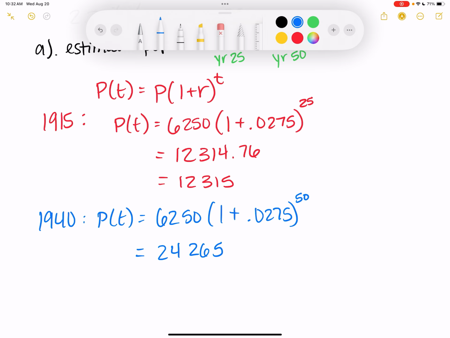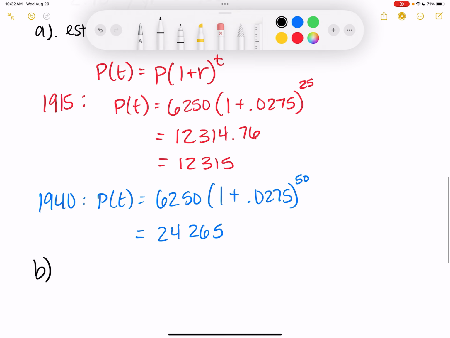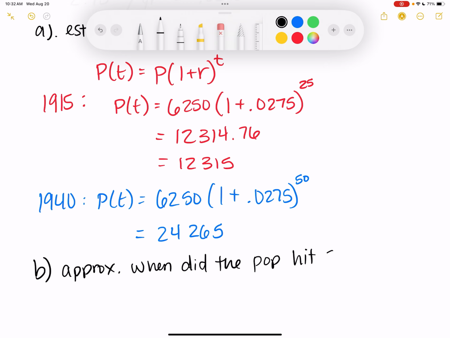Then part B of this question says, approximately when did the population hit 50,000?